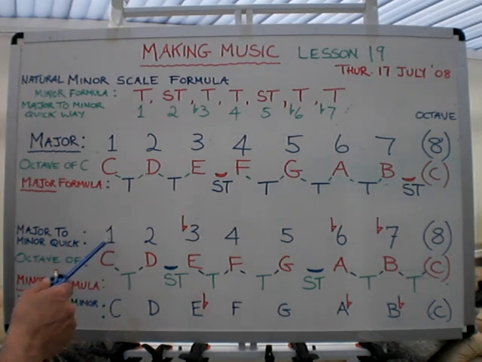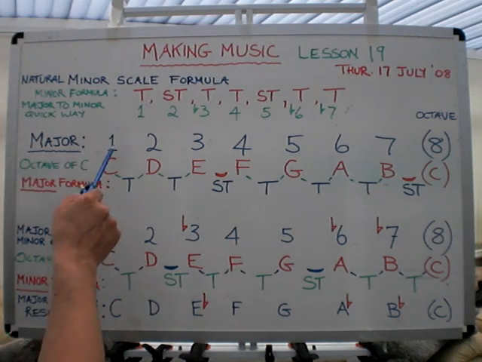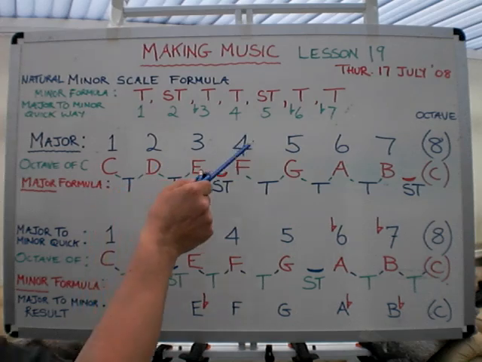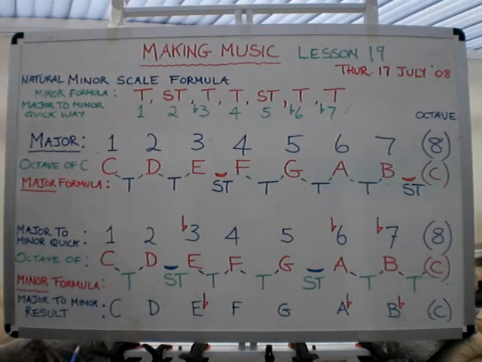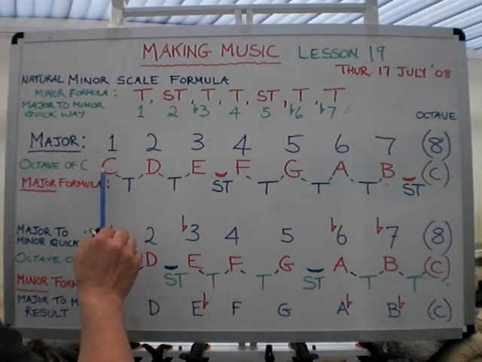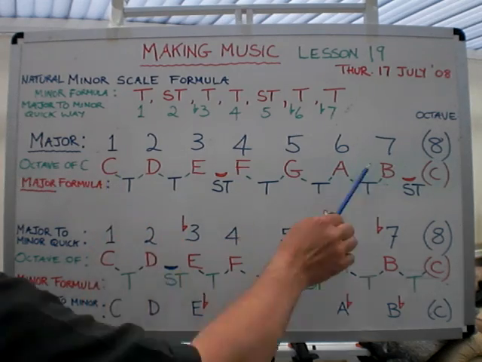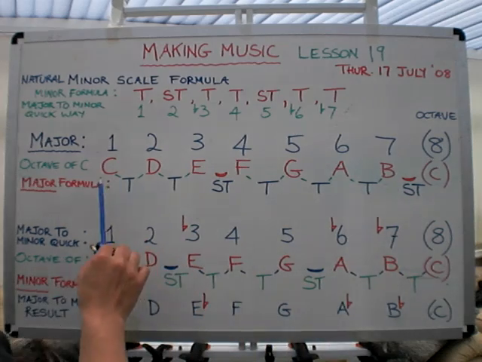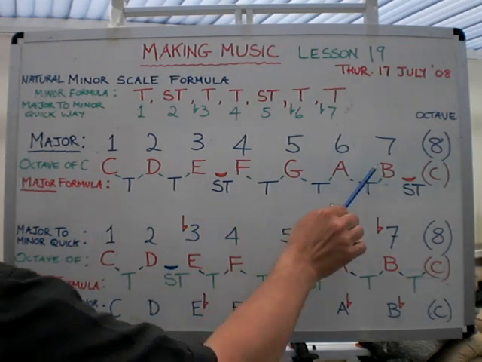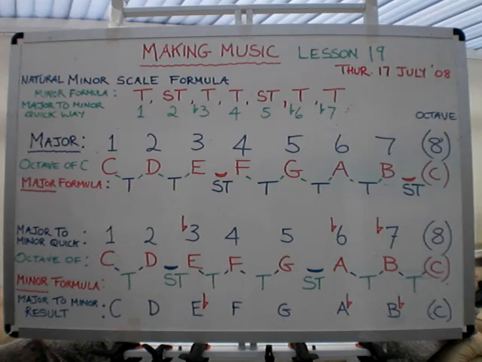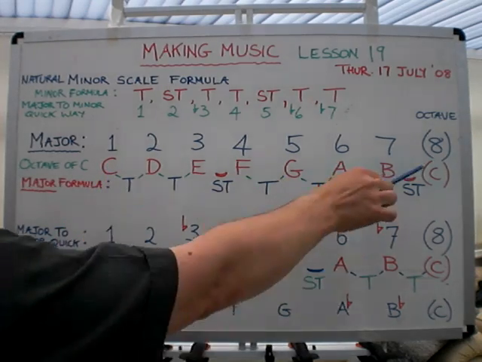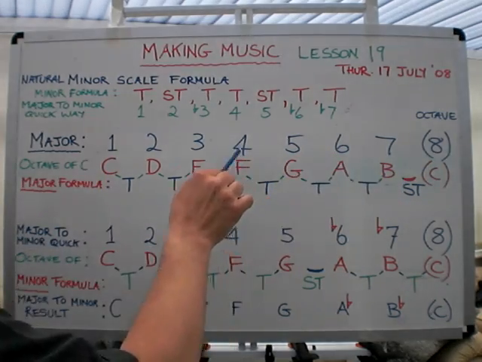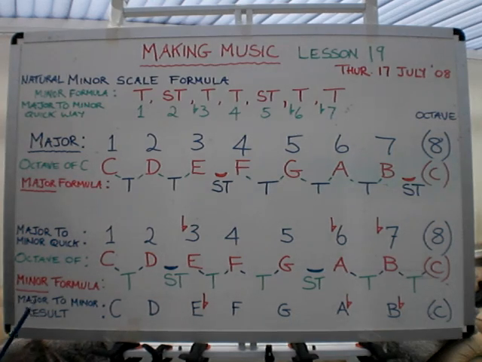Now, I've not spoken about these numbers yet. Let's look at these numbers for the major: 1, 2, 3, 4, 5, 6, 7, 8. If we write the major, we've done an octave of C, we've applied the major structure to it, we haven't ended up with any sharps on that one. If we'd have done it from G to G, we'd have ended up with an F sharp, and we'd have written it as such.